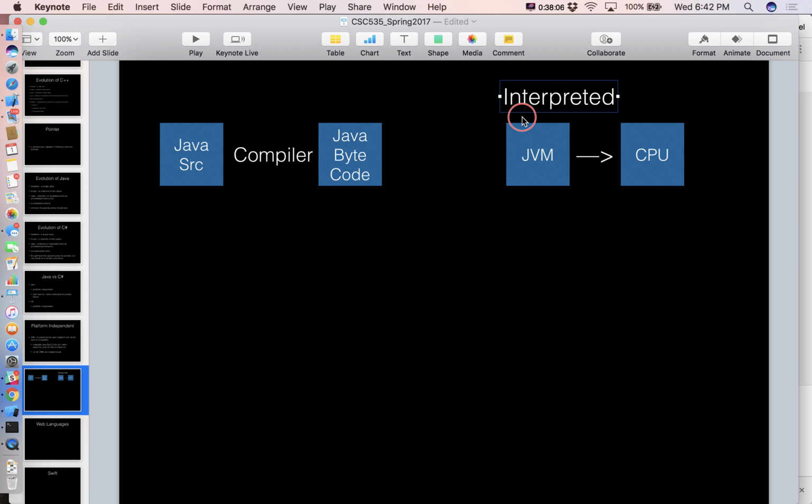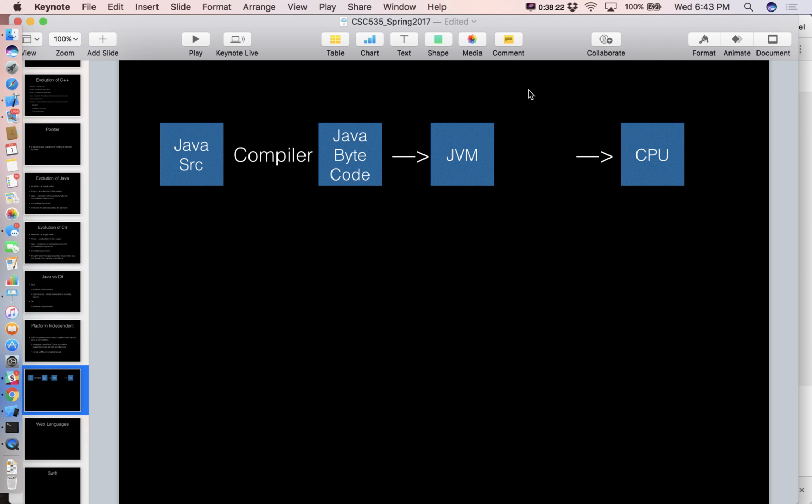Reorganize this a little bit. So let's do that arrow on this side. So the Java bytecode gets sent into the Java virtual machine, which then gets interpreted on a one-to-one basis, mapped over to the CPU, and run natively on the CPU. All right, so this is how Java actually works.